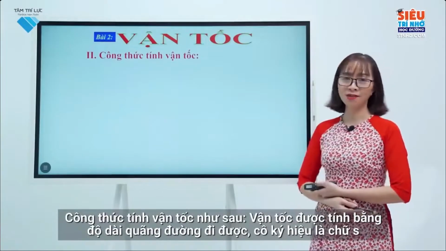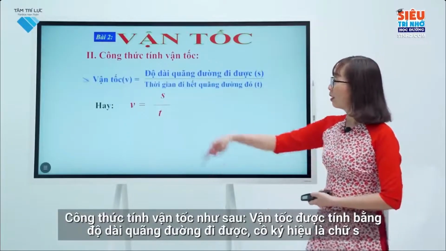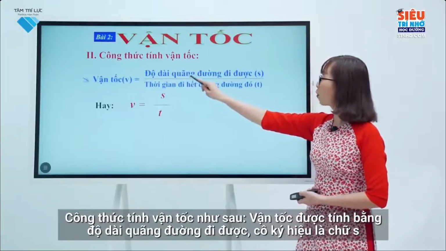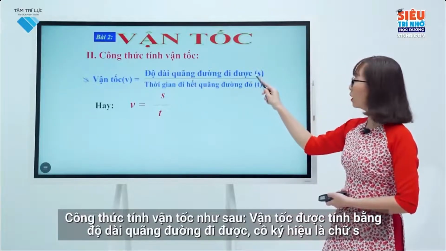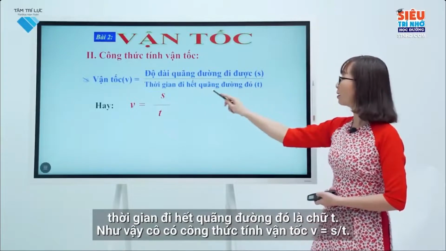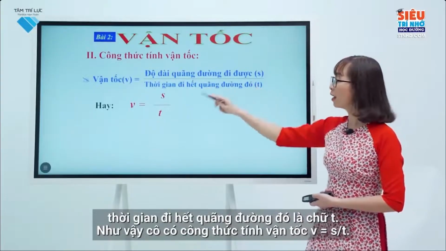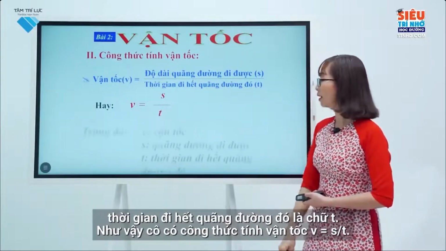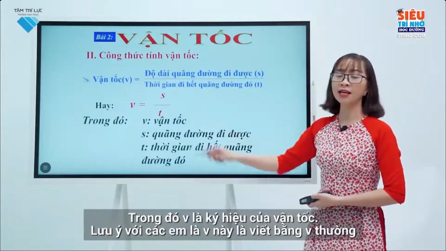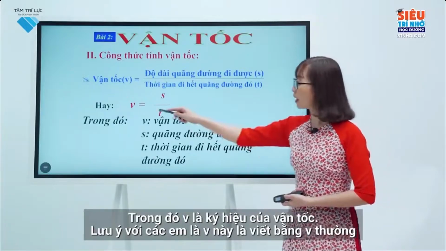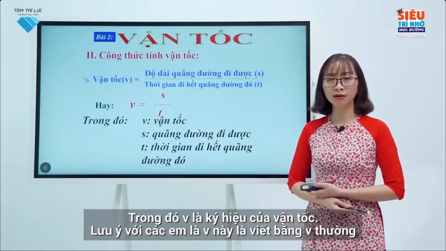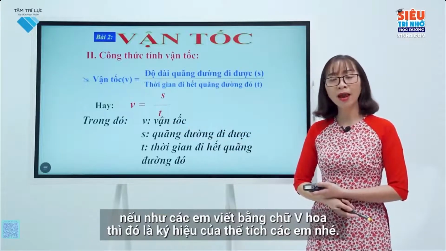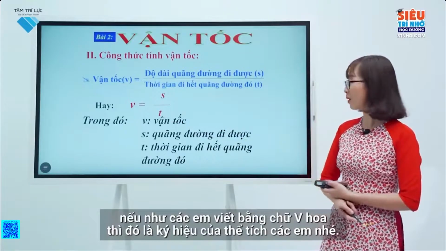The formula to calculate the speed is as follows. Speed is calculated from the distance that has gone, which I denote as s, and the time taken to finish the distance, which I denote as t. So I have the formula to calculate the speed: v equals s over t. v is the symbol of speed. Please notice that this v has to be written in lowercase. If you write it as capital V, this is the symbol of volume.